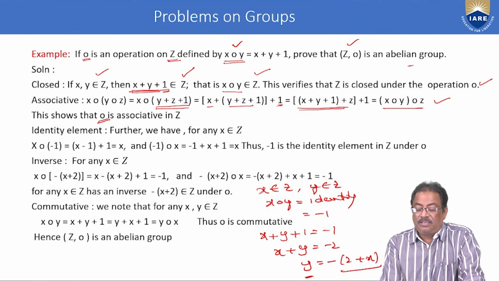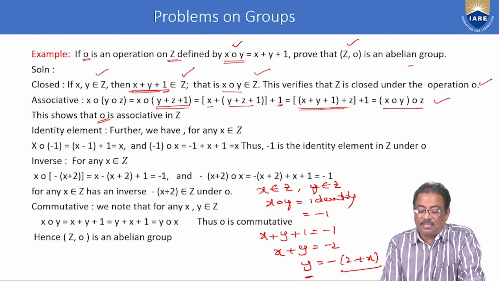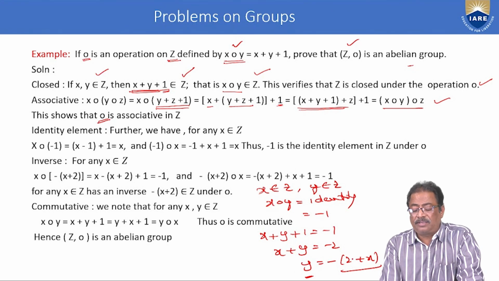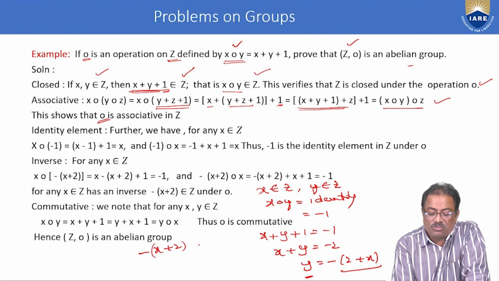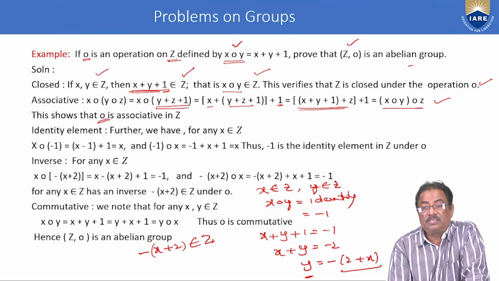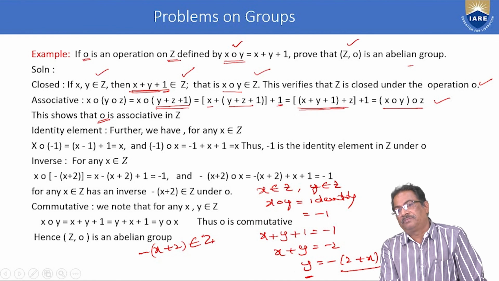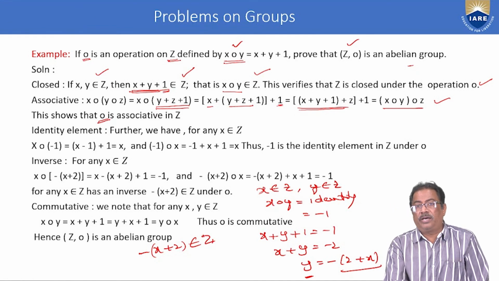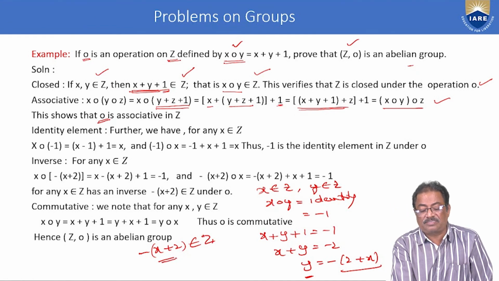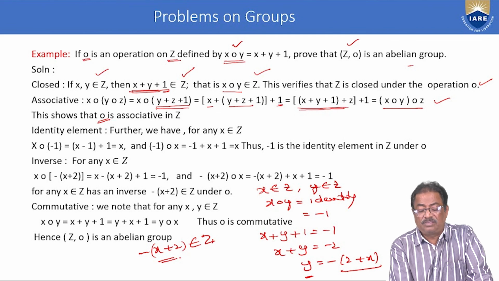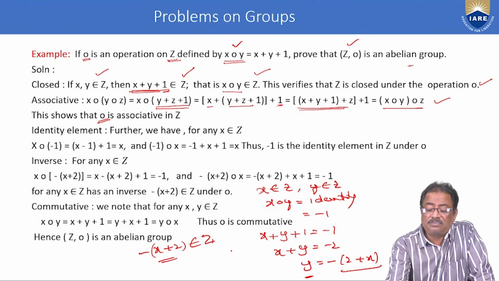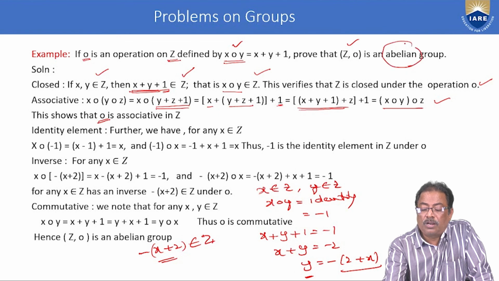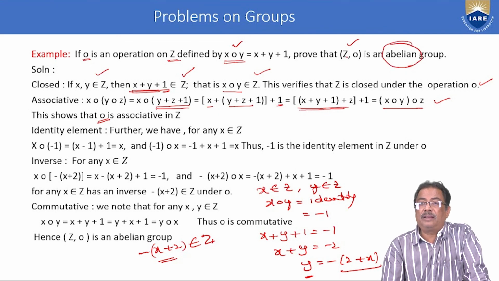X is an integer, and minus 2 is an integer, so the addition of two integers is again an integer. So minus X minus 2 is also a member of Z. And moreover, this is the inverse of X. So we can say that Z comma circle is a group. Now we are going to verify the abelian condition.